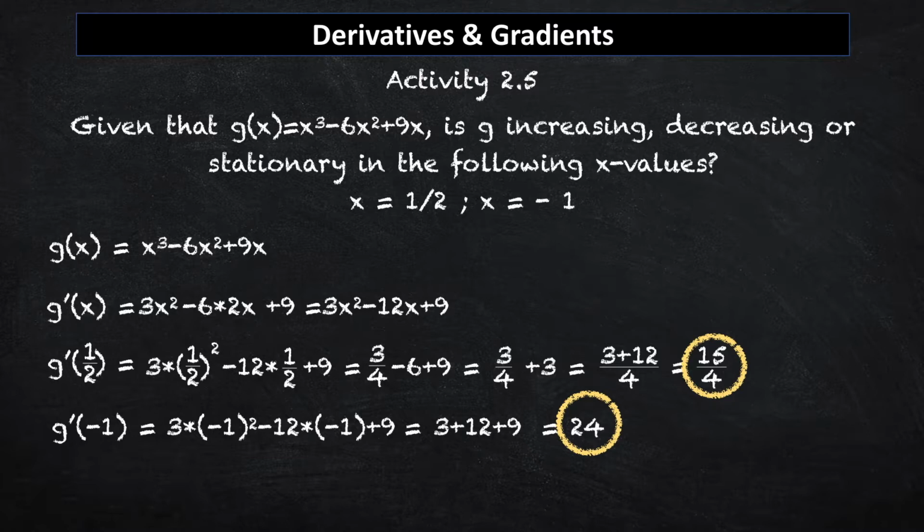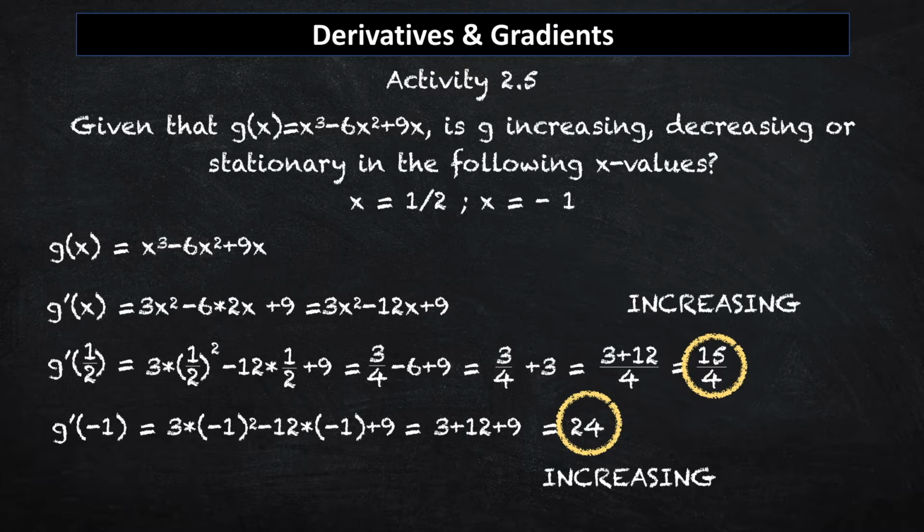Now, since the derivatives in these 2 points, x equals 1/2 and x equals -1, are both positive, which means that they are both larger than 0, then the function in both values of x is increasing, because the derivative in these points is positive.